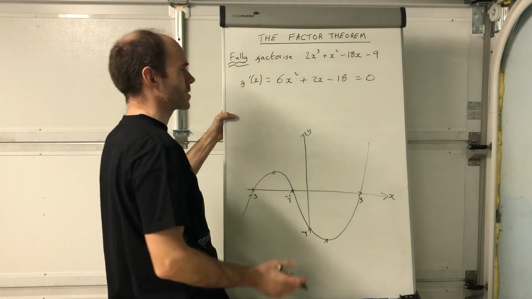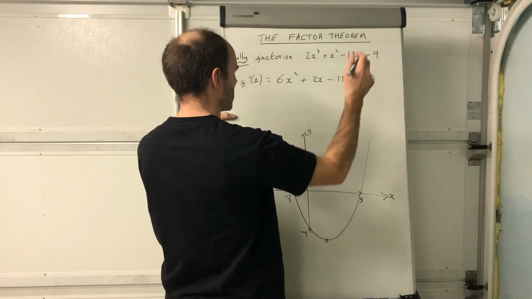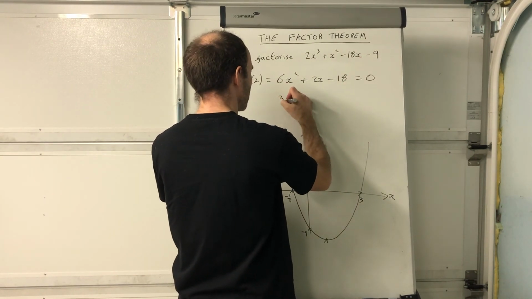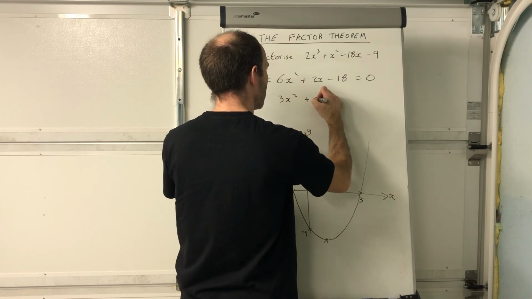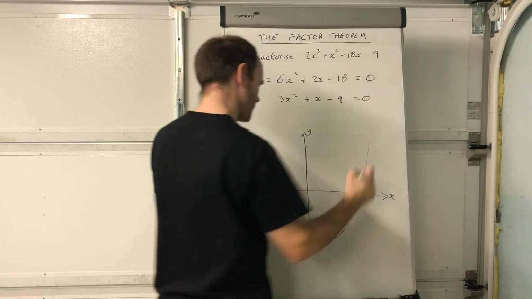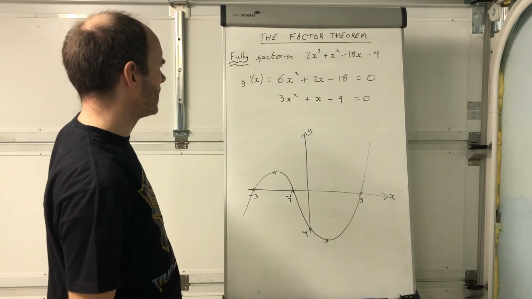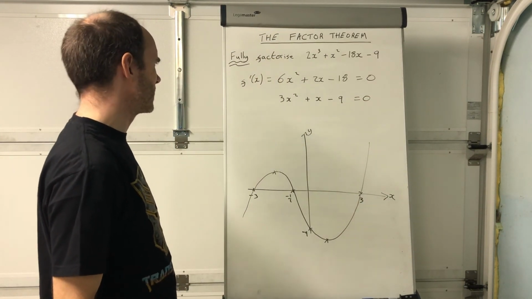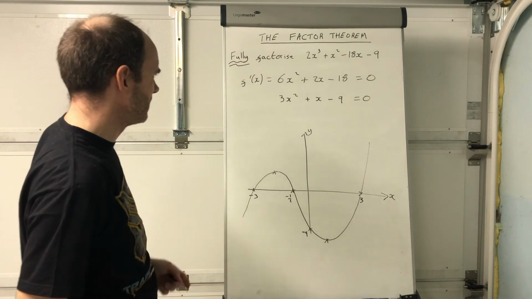So here we go, a nice quadratic to solve. Let's divide everything by 2 first of all. 3x squared plus x subtract 9 is equal to 0. What sort of answers are we going to get? Does that factorise nicely?